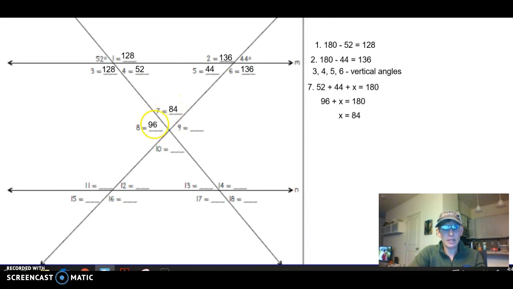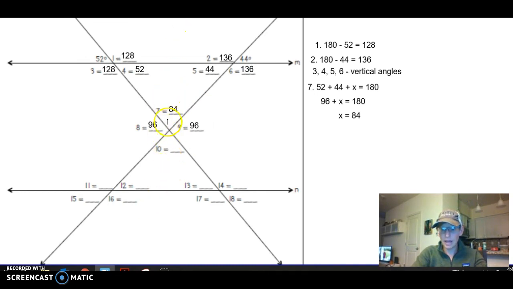So because angle 8 is 96 degrees, and angle 9 is directly across from angle 8, it also is going to equal 96 degrees. Let's put that in. All right. So now we're getting close here. Let's go back to the idea of vertical angles here.